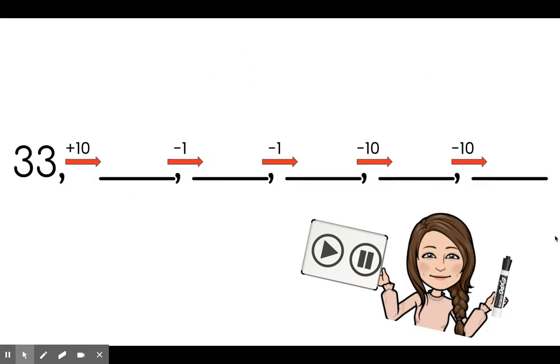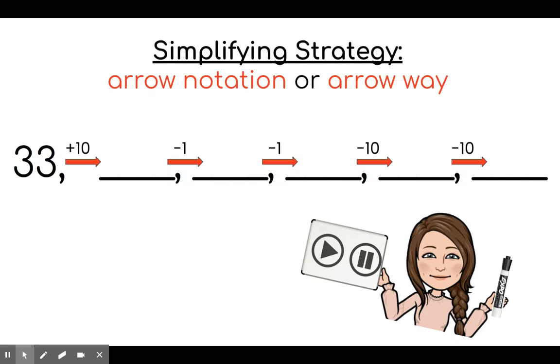Now, this right here is going to be exciting. I hope you're ready for a challenge. We call this a simplifying strategy, the arrow notation or arrow way. We're going to start with the number 33. Each of the arrows has a pattern that they want you to do. So if we start with 33, we're then going to add 10.